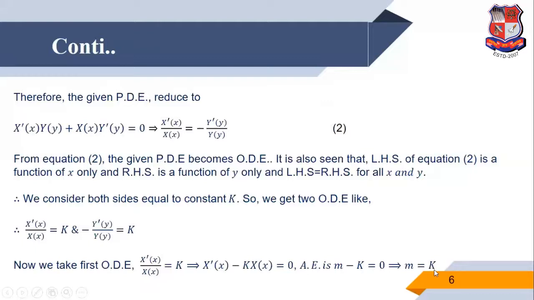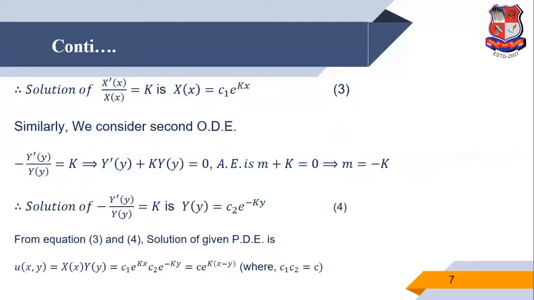Therefore the solution of the first ODE is X(x) = c1 e^(kx). k is a real and distinct root, so we write c1 e^(kx). Similarly, we consider the second ODE, -Y'/Y = k. That implies Y' + kY = 0. So the auxiliary equation is m + k = 0. So m = -k.